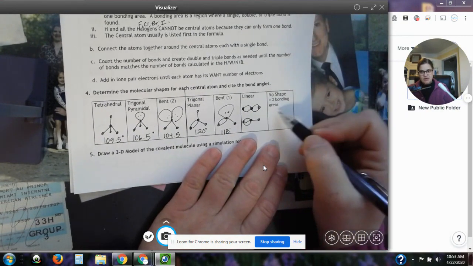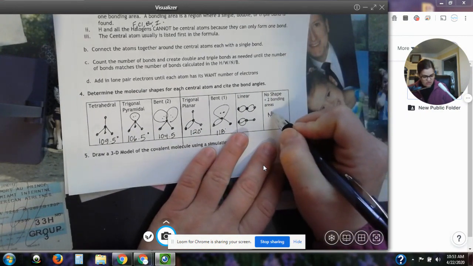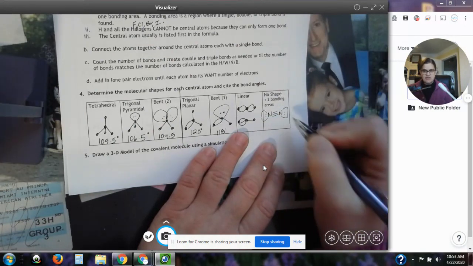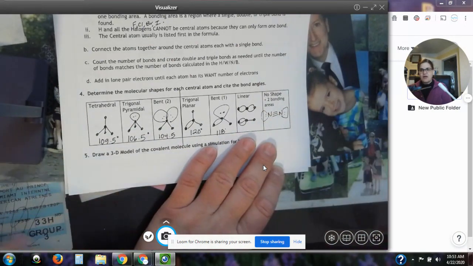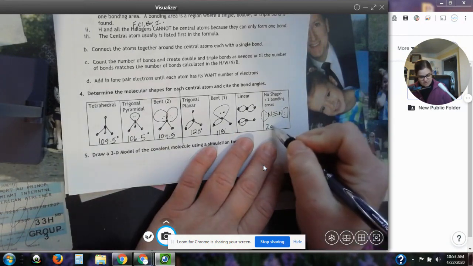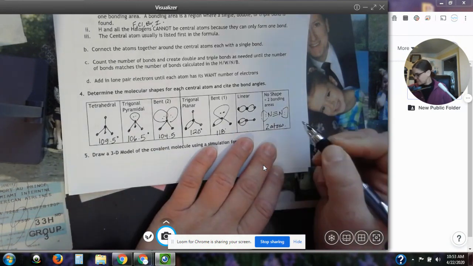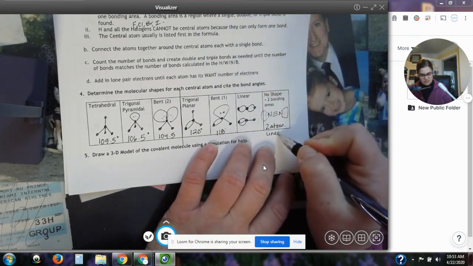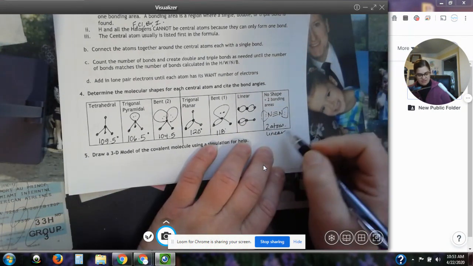I did put a little reminder that there's really no shape when you have 2 atoms being connected here. So this is an example of when we've got 2 atoms and really no shape. You might hear some people say linear, but it's just really not a shape.